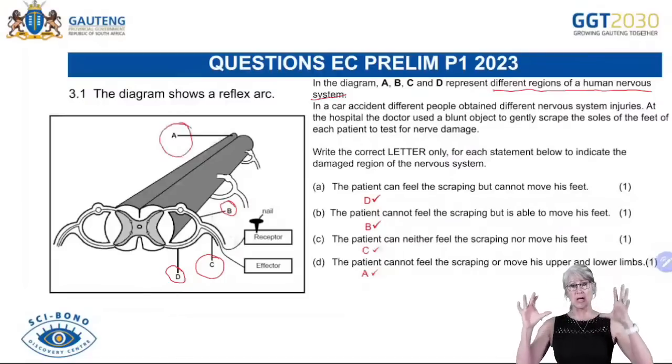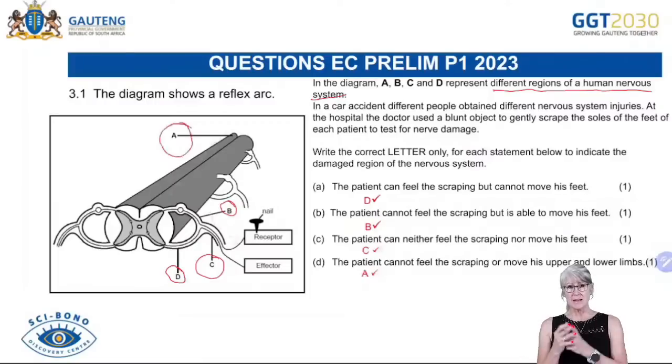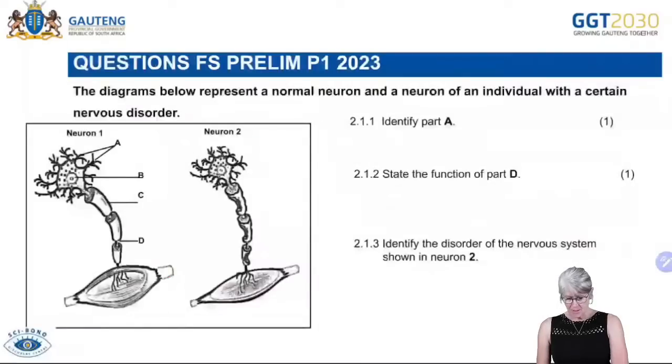And if it's a far greater loss of movement and feeling, then it would be the central nervous system. Okay. Right. And here's another very nice question. Here they've shown us an example of a neuron. So they've given us a diagram of a neuron.